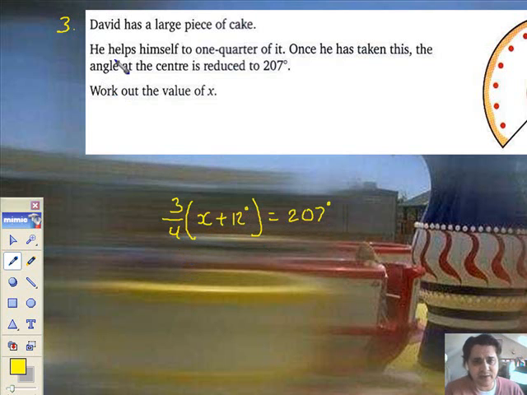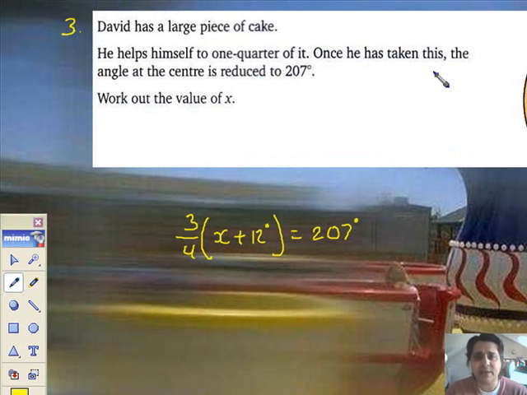Let's just study that again because it's tricky. He helps himself to 1/4 of the cake. Once he has taken this quarter of the cake, he has 3/4 of the cake left. And the angle at the centre is now reduced to 207 degrees, when before it was a bigger amount of degrees because he had a full amount of cake. Now, let's go on with this then. Work out the value of x. So I've got 3/4 times x plus 12 equals 207.